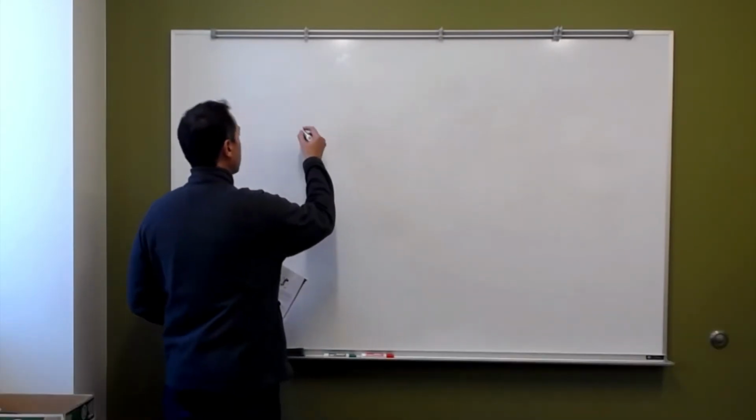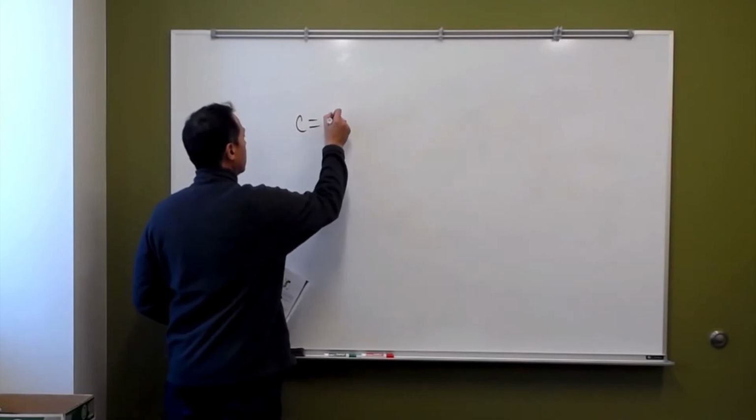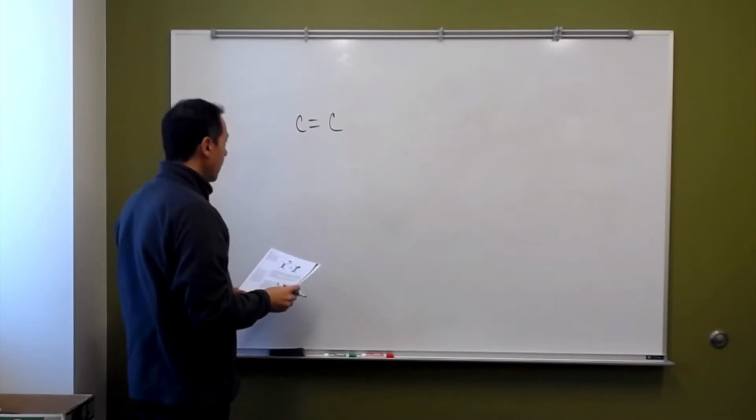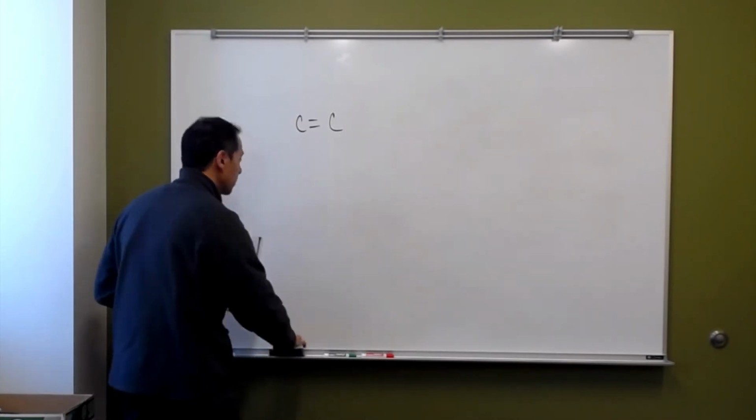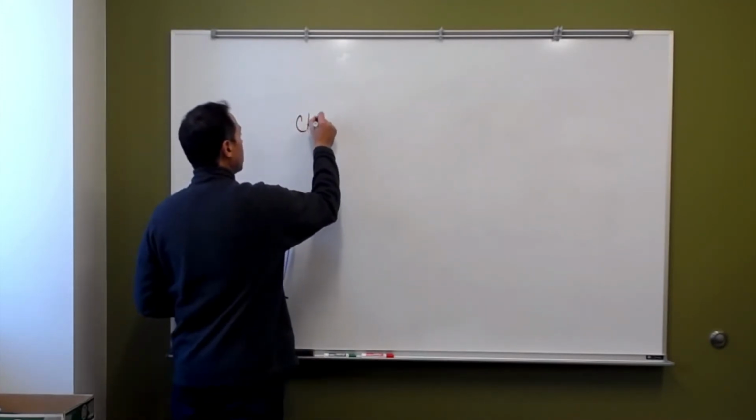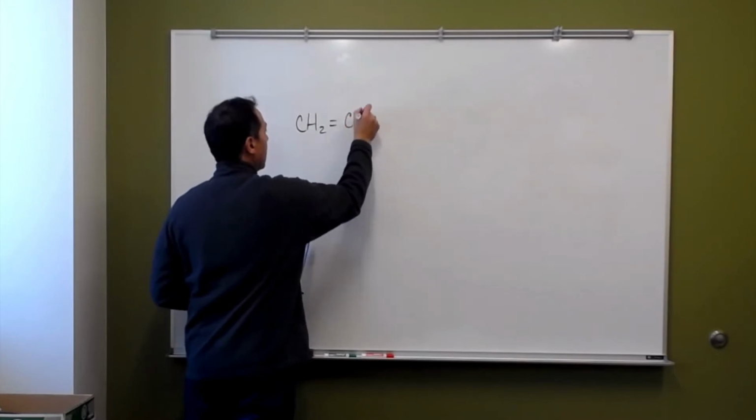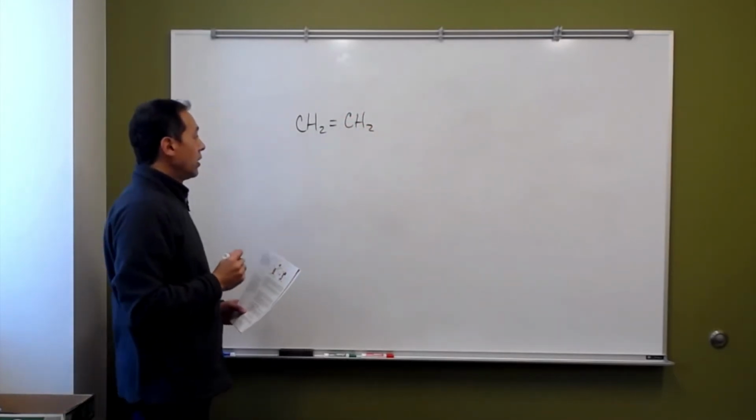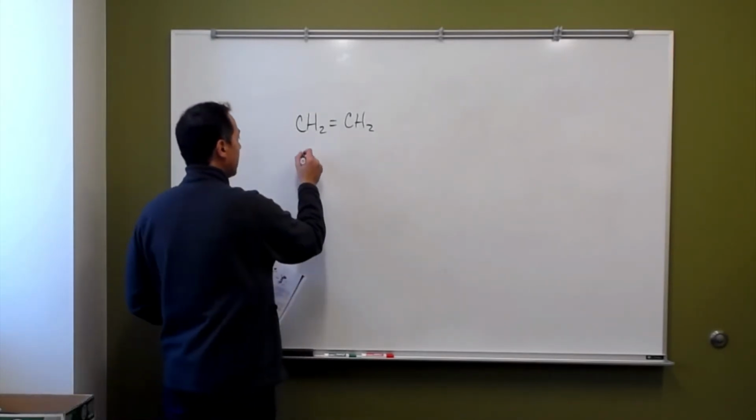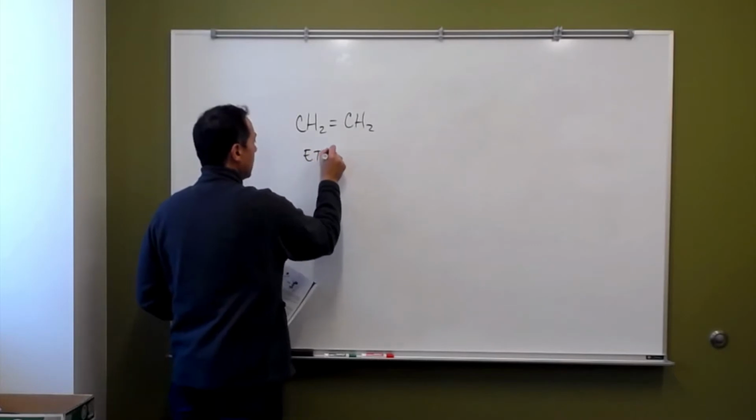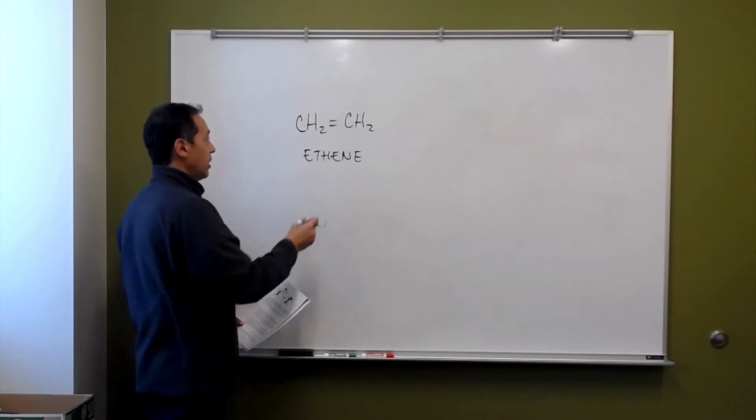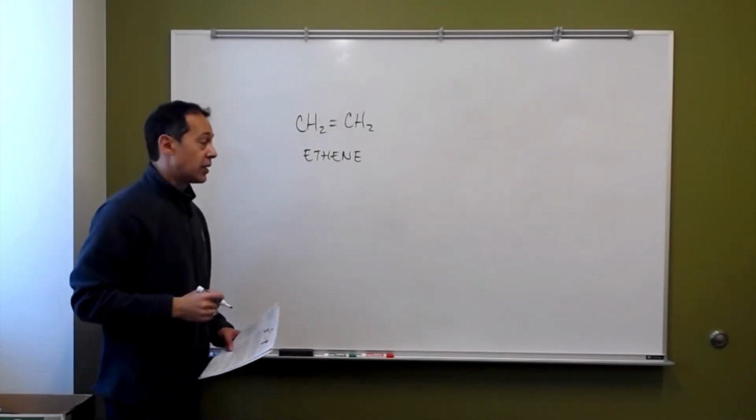We're just going to start out here with carbon double bonded to carbon like this. Okay, and we could throw some hydrogens in there. CH2 double bonded CH2. Okay, so here is an unsaturated hydrocarbon. This is ethene. I don't have to put a number in front of it because there's only one possible place for that double bond to be.